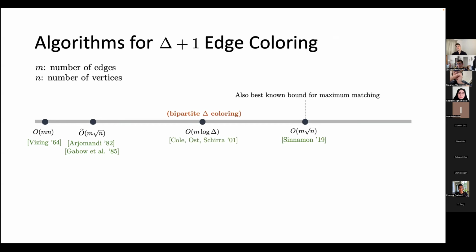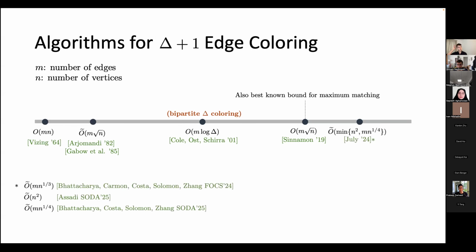In between these results, there was actually a result that showed how to do an O(m log Δ) coloring for bipartite graphs. In bipartite graphs, you can actually obtain an exact Δ coloring, and it's been known how to do this in near linear time for over 20 years now. But for general graphs, there hasn't been a polynomial improvement in quite a while.